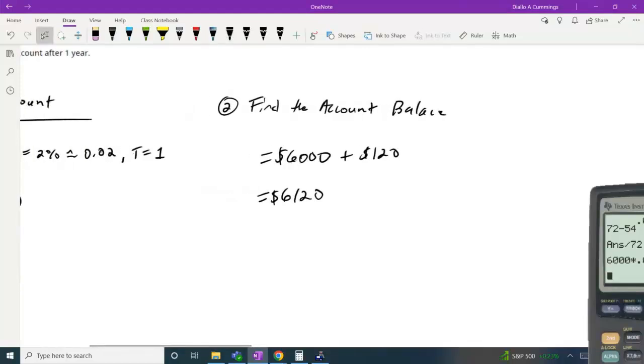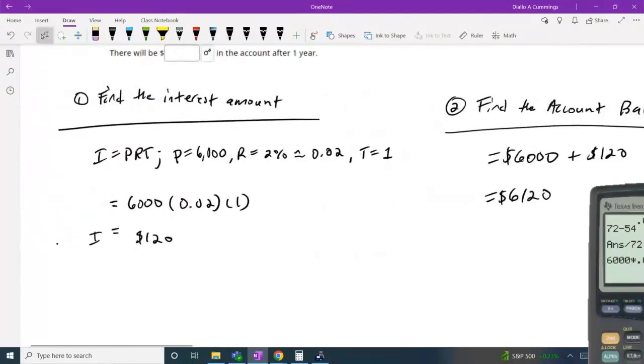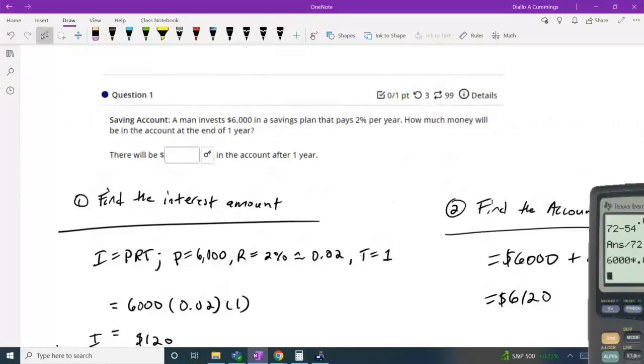And I doubt very seriously if a bank will give you 2%. All right. Any questions about number one? Putting your money in the bank is about the worst thing you could do.